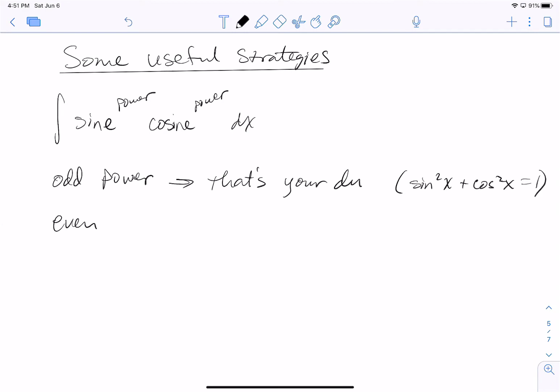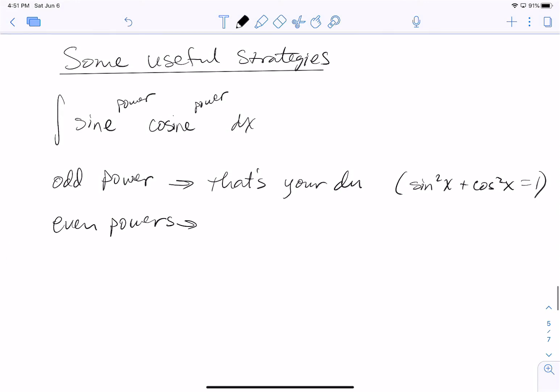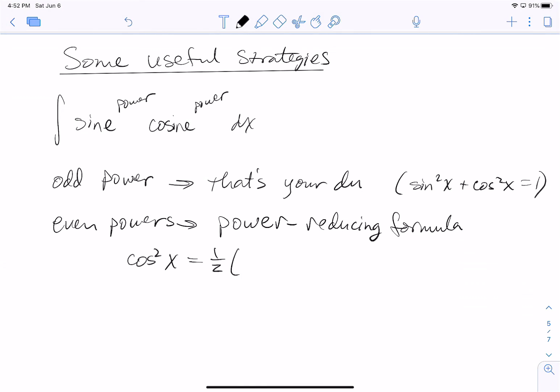If we see an even power, or I should say all even powers, then we're going to use a power reducing formula a lot of the time. And remember, the power reducing formulas look like the cosine squared of x is equal to 1/2 times 1 plus the cosine of 2x, or the sine squared of x is equal to 1/2 times 1 minus the cosine of 2x. They're almost identical, just with a minus for the sine function.